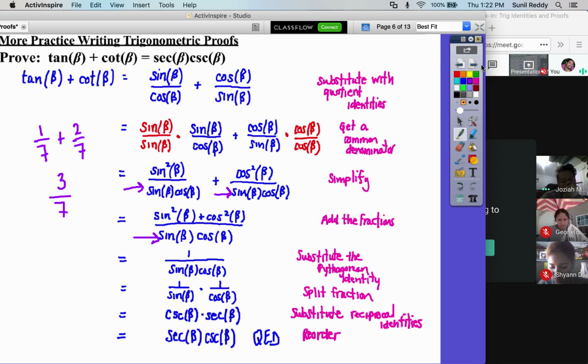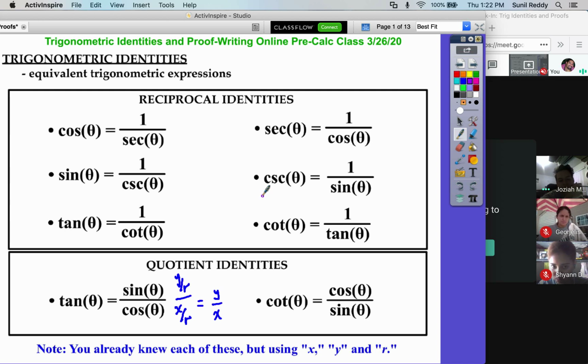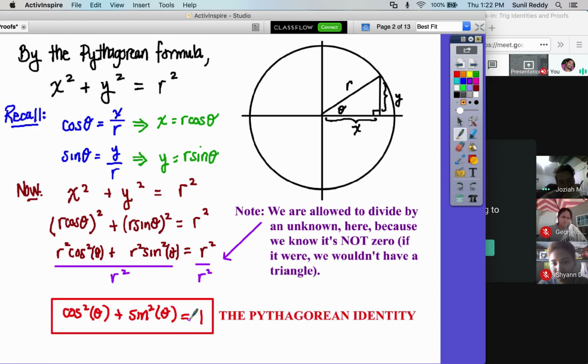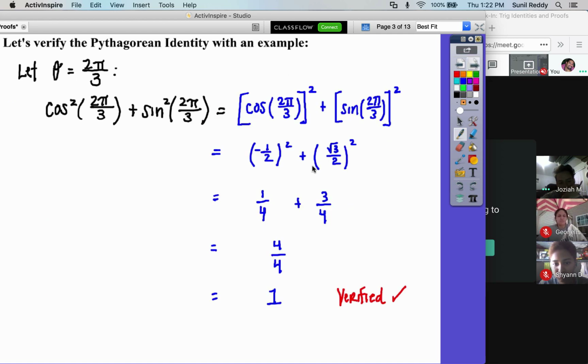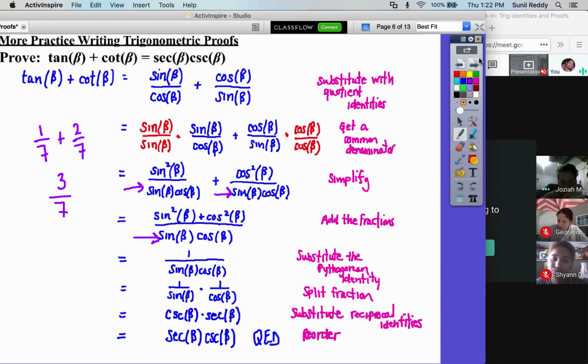So right now, the only ones you're really worried about are these 8 on this page: the 6 reciprocals and the 2 quotient identities. And then the 3 Pythagorean identities, meaning this red one here, which is the primary one, and then the two other ones that I boxed on this page. So right now, 8 plus 3, that's 11 identities that in our proofs you can always use to substitute where you see the identity being used. There will be other identities in the future, but for right now, these 11 are the main ones that I'm going to be using in our proofs.